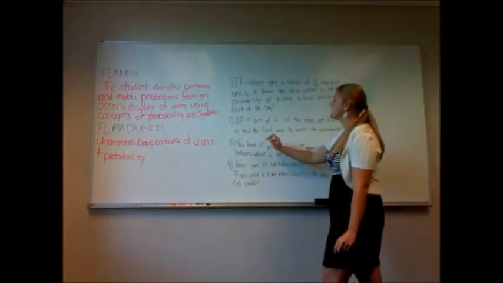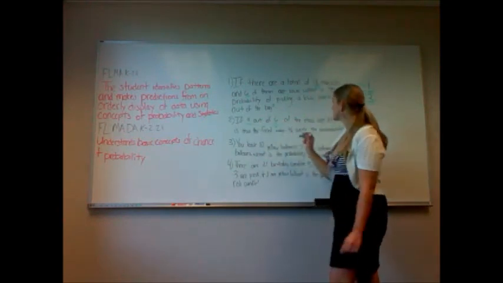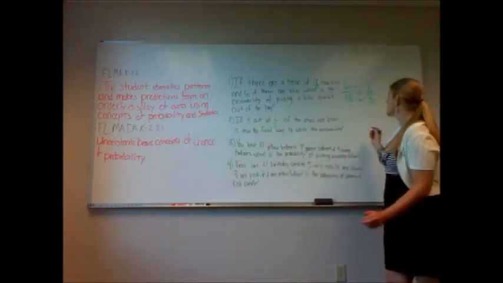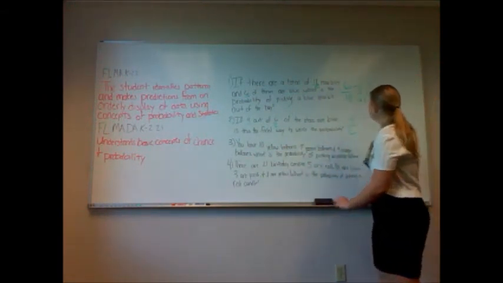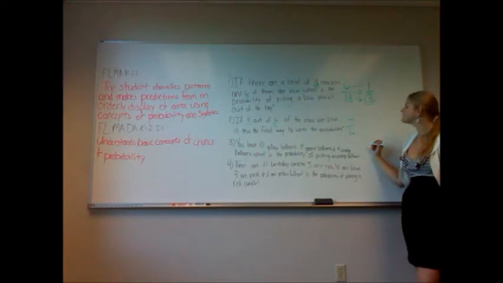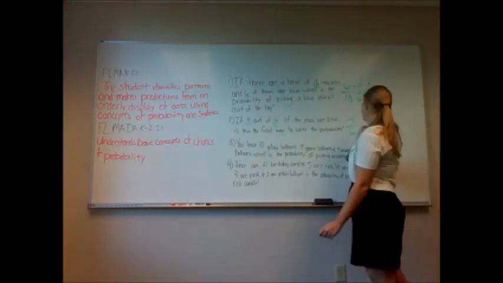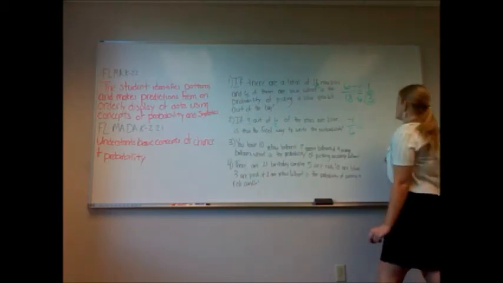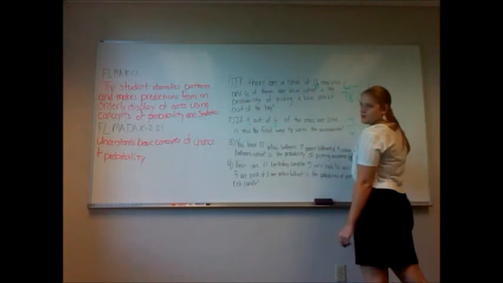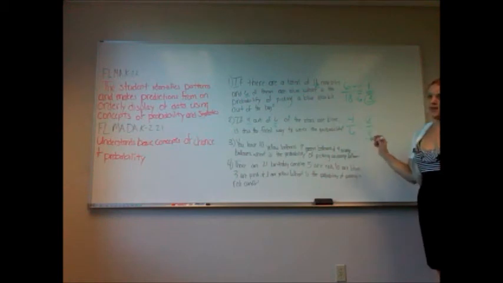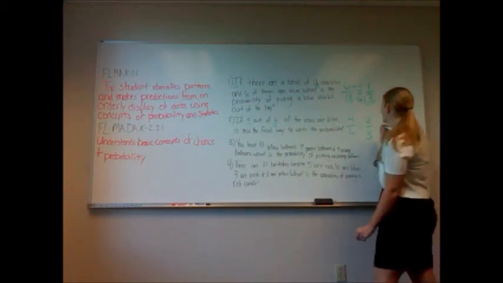The second one is: if 4 out of 6, so your total is 6, of the stars are blue, is this the final way to write the probability? First off, I'll write it in fraction form to help you all out. Can someone tell me if this is the final way we can write this problem? No, we can reduce it. Okay, and what would that answer be? 2/3. So that means the 2 goes on top and the 3 goes on the bottom? Yeah. Okay, perfect. So what number did we divide both of these numbers by to get 2/3? 2. Perfect.